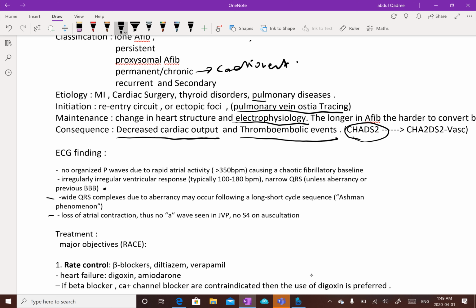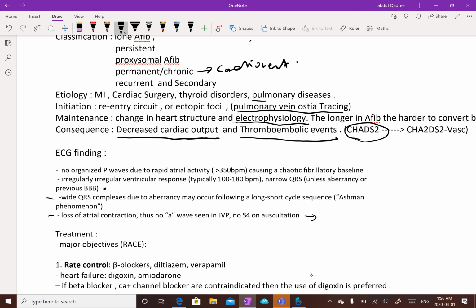Loss of atrial contraction. There is a possibility of a loss of atrial contraction, of course. That's why there is no A wave seen in the JVP and no S4 on auscultation, because S4 is the last kick that the atria has when it's pushing the blood to the ventricles, and hence it wouldn't be present, because if it's in a fast rate, it cannot have the last kick. The heart rate will be too fast to have that.